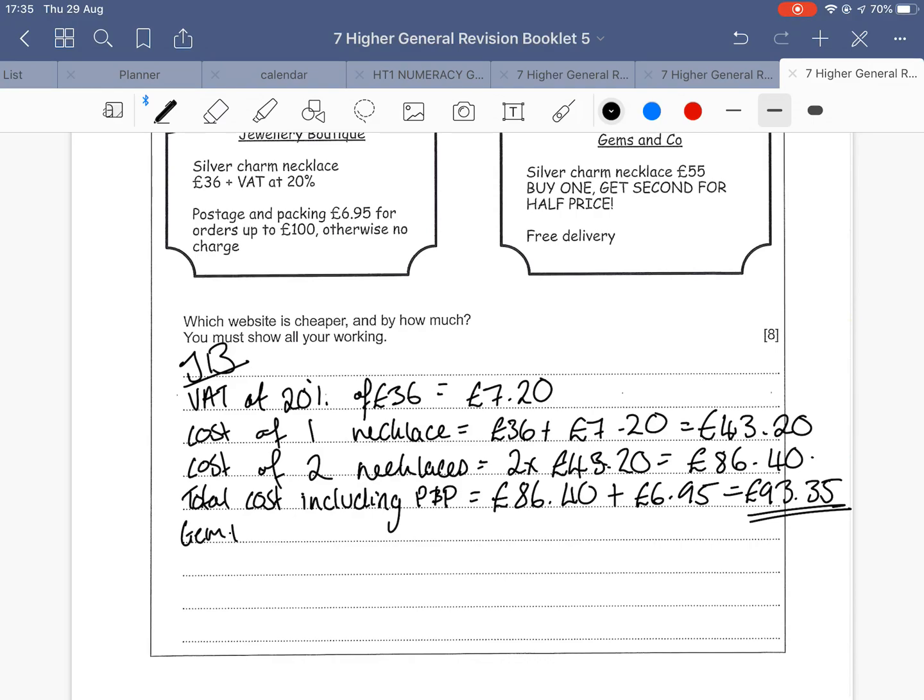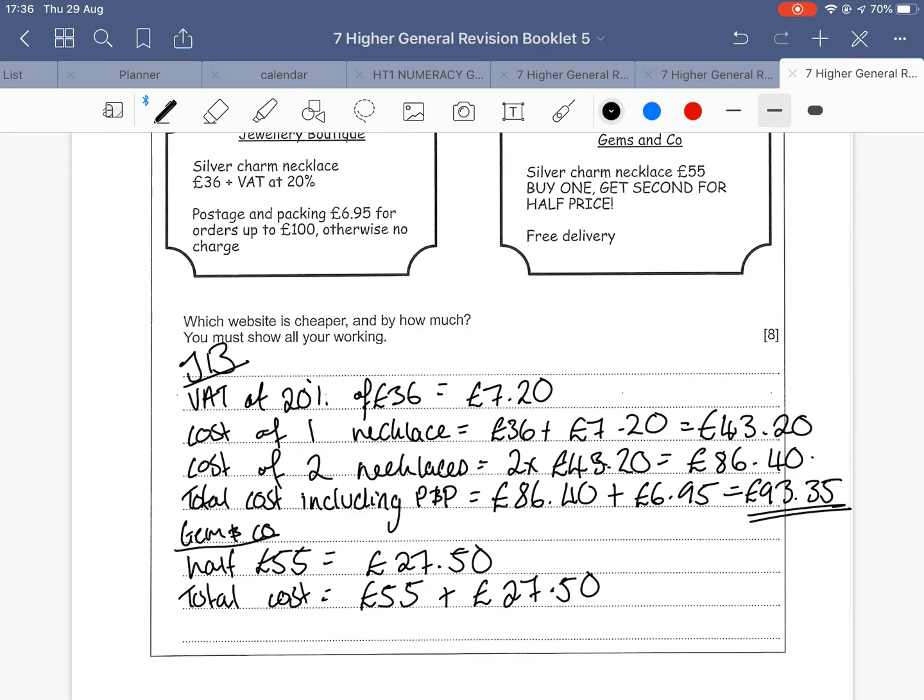He goes with Gem and Co. So half of 55 is £27.50. So the total cost is going to be, I guess, one for £55, one for £27.50, which is £82.50. That's horrible. Sorry about my handwriting.